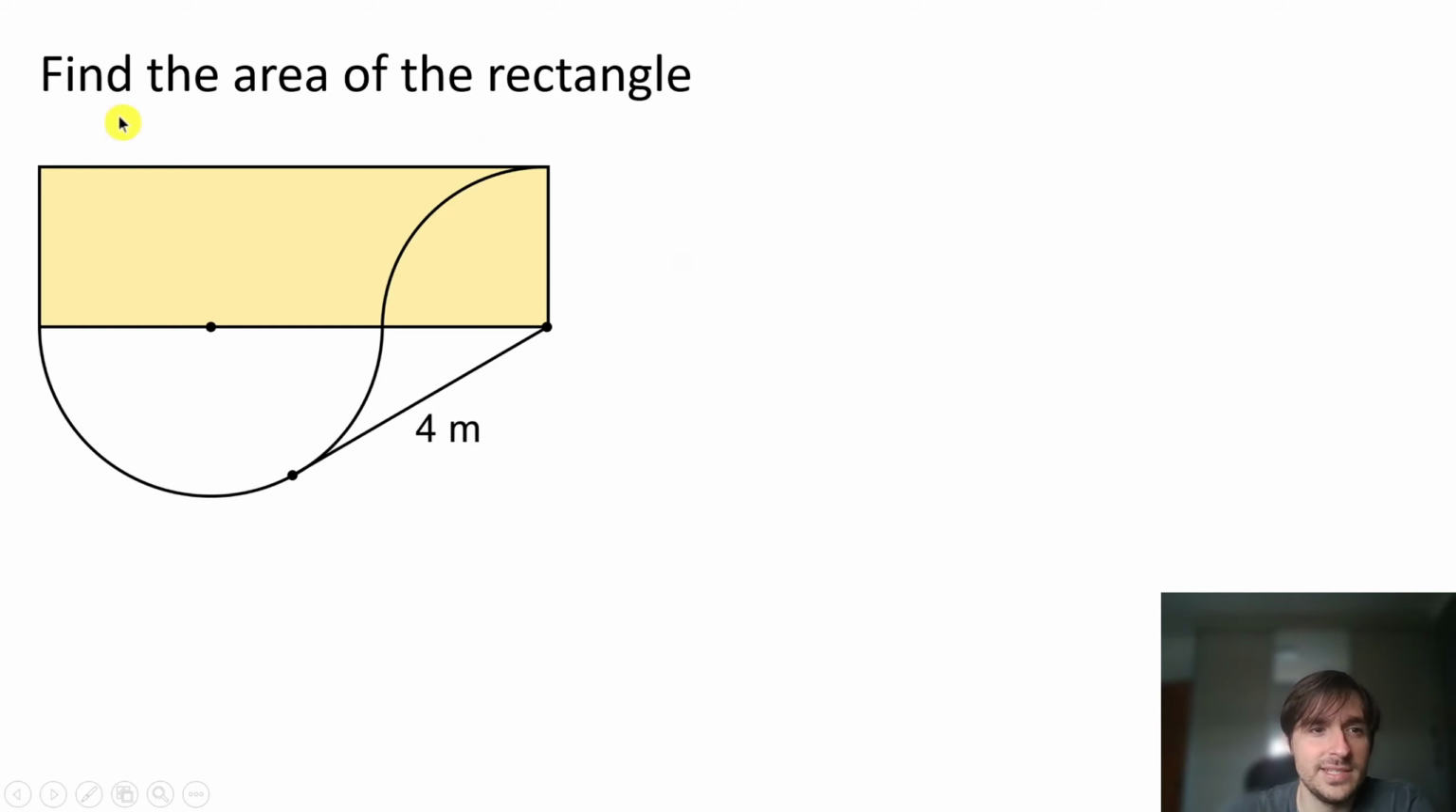Alright, let's solve this interesting and popular math problem that is asking to find the area of the yellow rectangle. So we have the rectangle, a quarter of a circle, and a semicircle. We also know that this distance here is 4 meters.